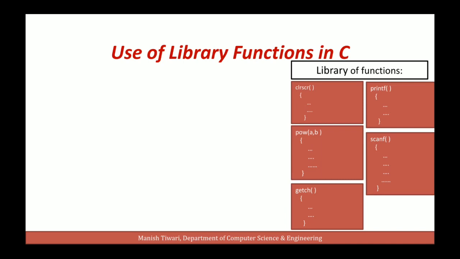And the C standard library provides various built-in functions like printf, scanf, getch, function to calculate square root of a number, that is sqrt function, pow function, various string handling functions like string comparison function, string copy function, etc. And all these functions can be used in our program.